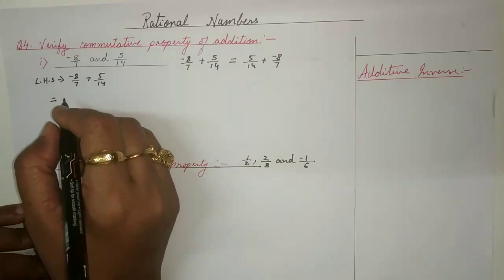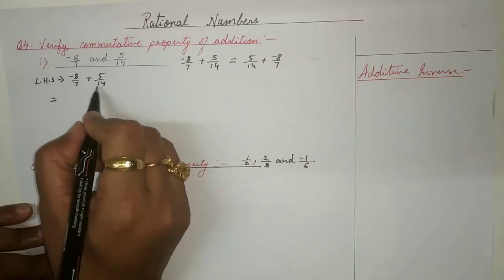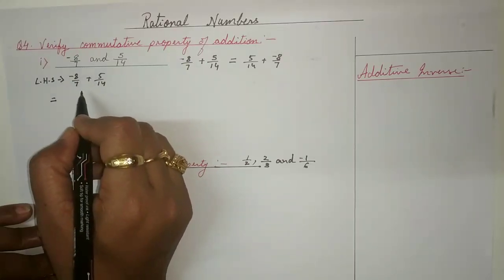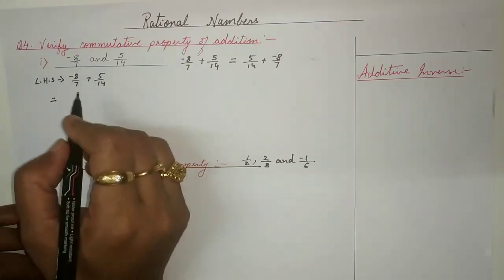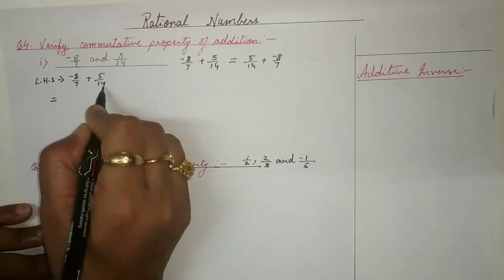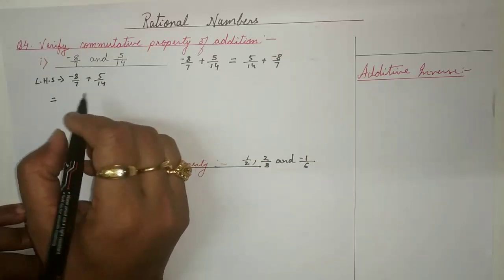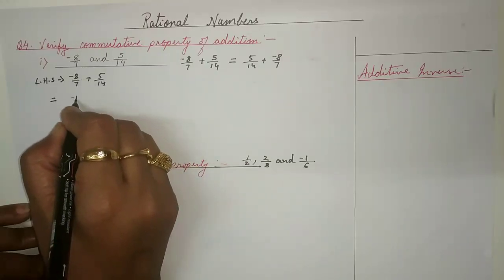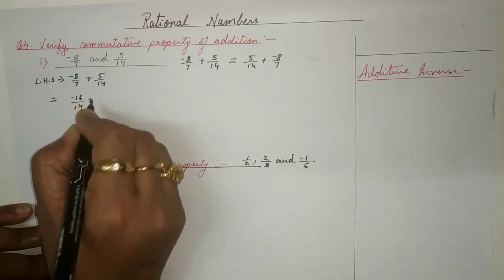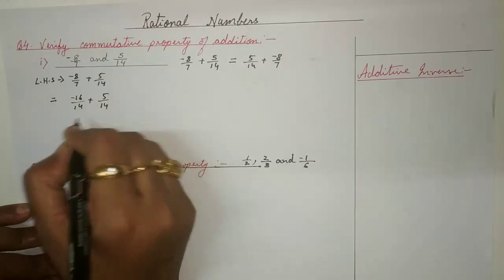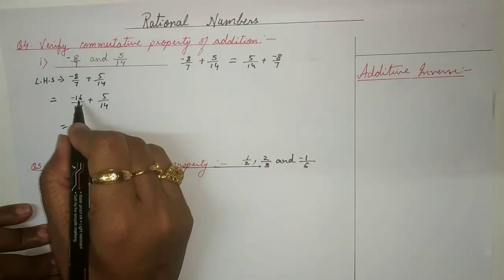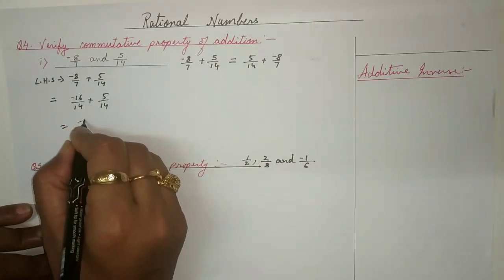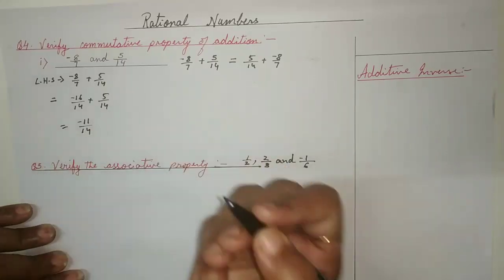So it is equal to... make 14 as the LCM of 7 and 14, which we had discussed in the previous questions. The LCM of 7 and 14 is 14. So when we multiply by 2 here, we get minus 16 by 14 plus 5 by 14. That is equal to minus 16 plus 5. So subtraction, bigger number sign, that is minus 11 by 14.